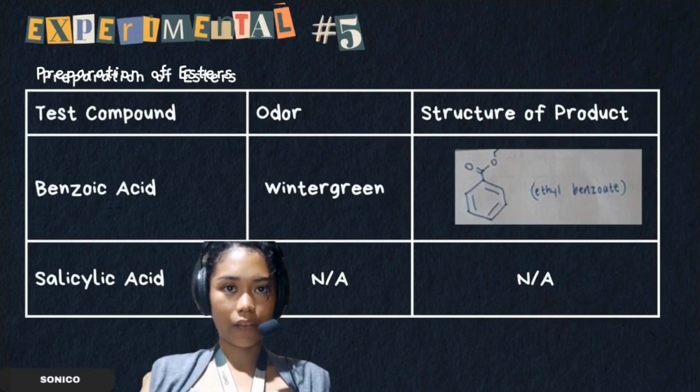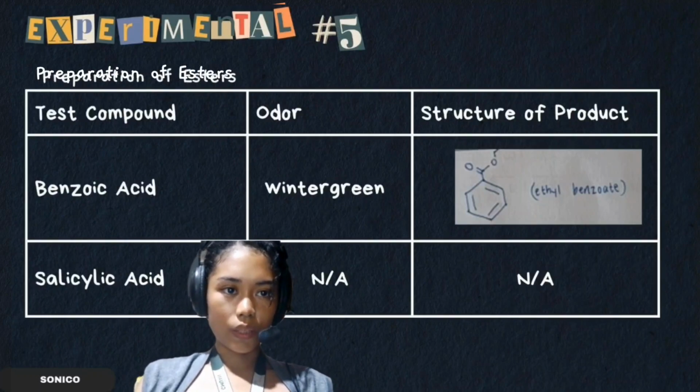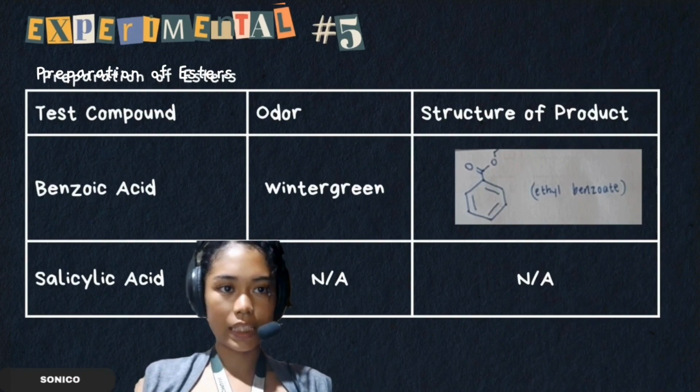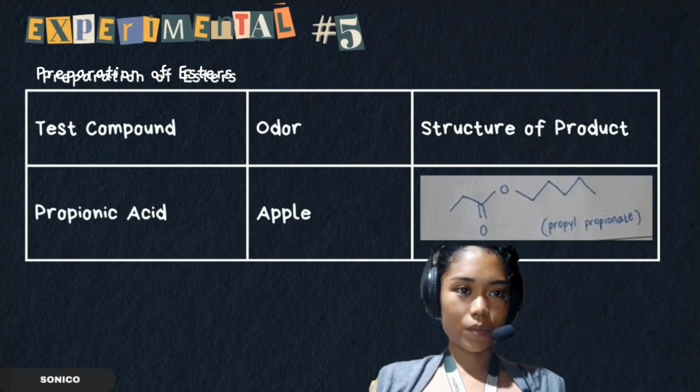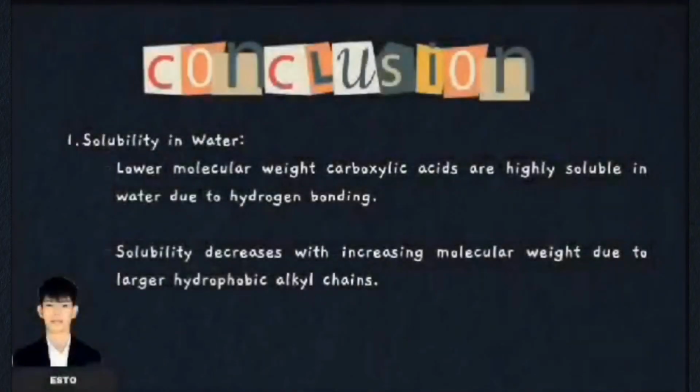The reaction between benzoic acid and propanol or ethanol leads to the formation of benzyl ethers, which are known for their wintergreen-like fragrance. Currently, we did not conduct any for the combination of salicylic acid with methanol because there is no solution for salicylic acid available. Lastly, we have the combination of propionic acid with pentanol, which resulted in an apple-like aroma, and the reaction resulted in propyl propionate.